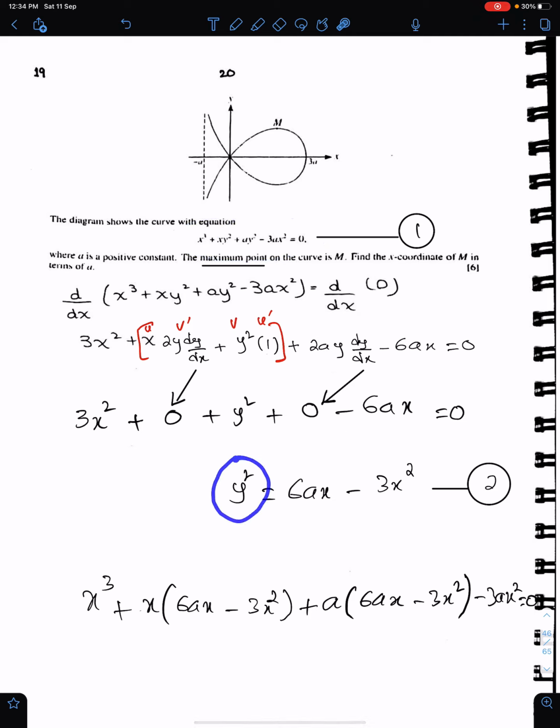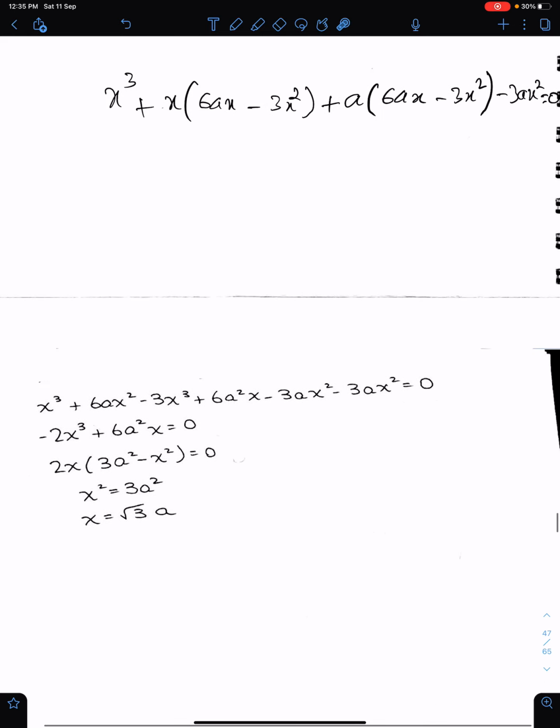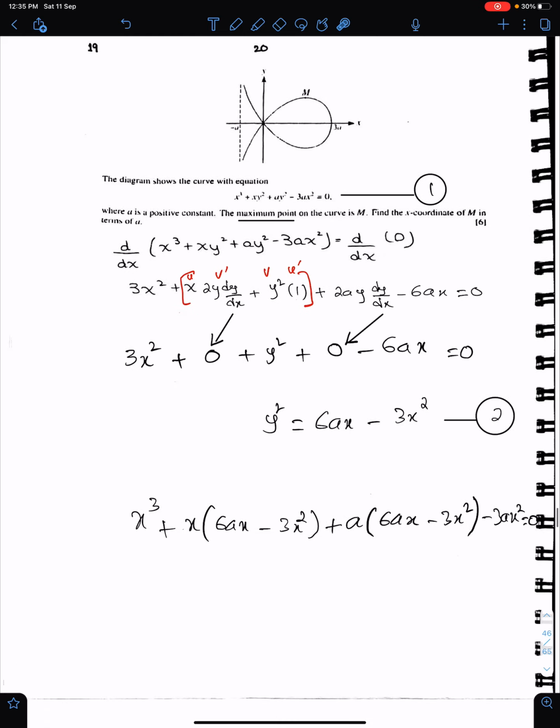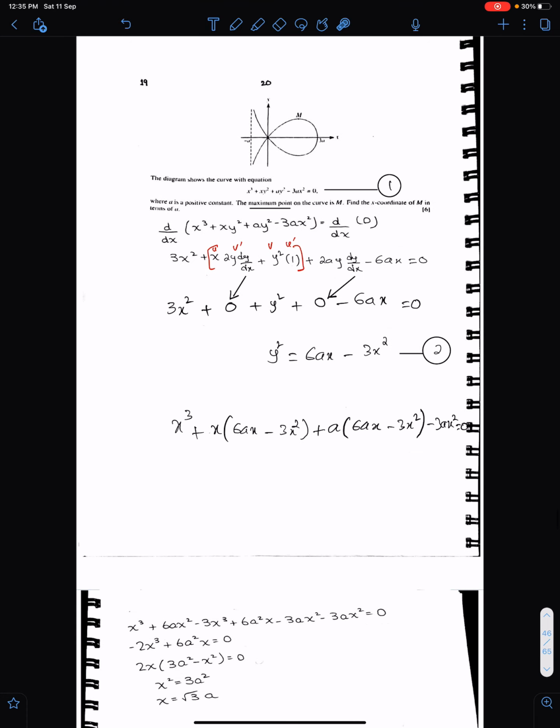We just need to substitute y square here and here. So when we substitute y square here and here, we will get this equation. By simplifying this equation, we can get the x value of m as under root 3a. This is the final answer. You can take a screenshot of this solution if you want.